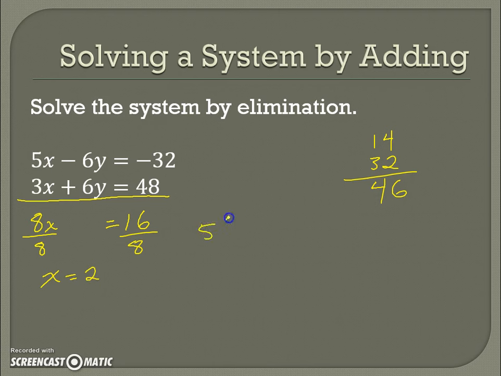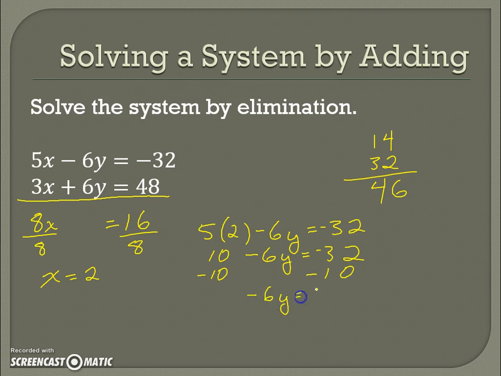So I'm going to have 5 times 2 minus 6y equals negative 32. It doesn't matter which equation you use, so I do 10 minus 6y equals negative 32. I'll subtract 10 from both sides, and I get negative 6y equals negative 42. Divide by negative 6, and y equals 7. So my ordered pair is going to be 2, 7.